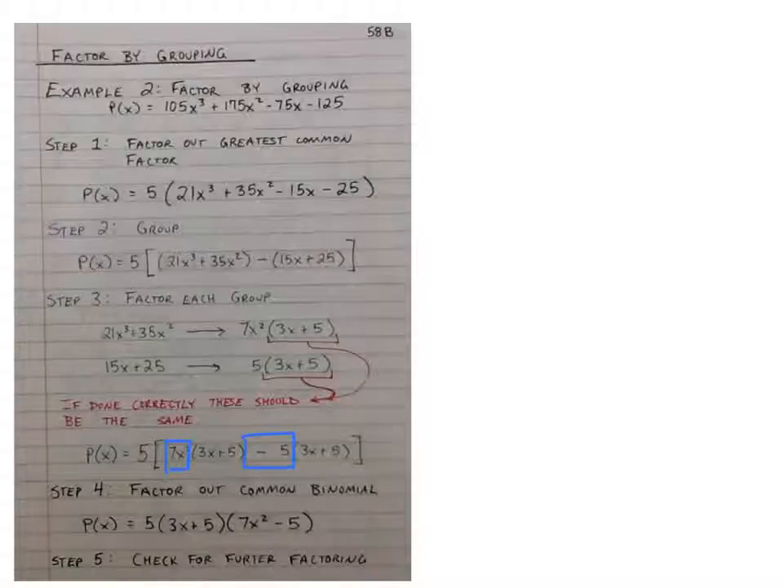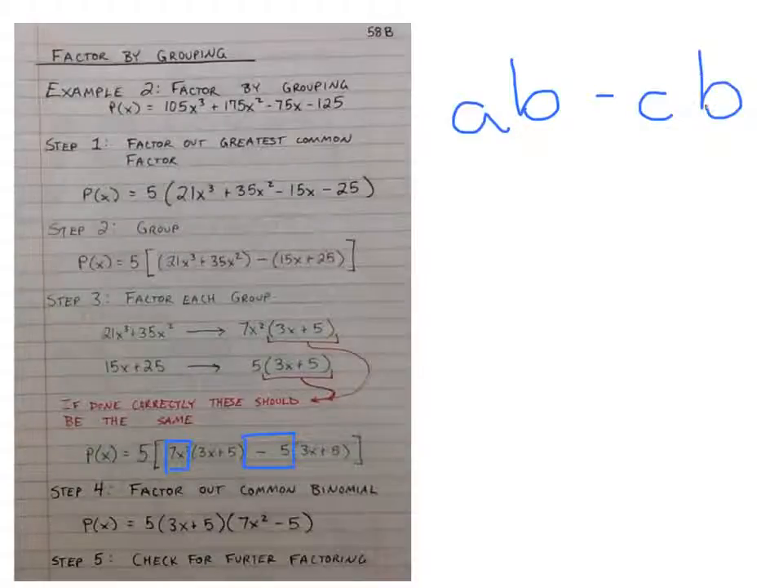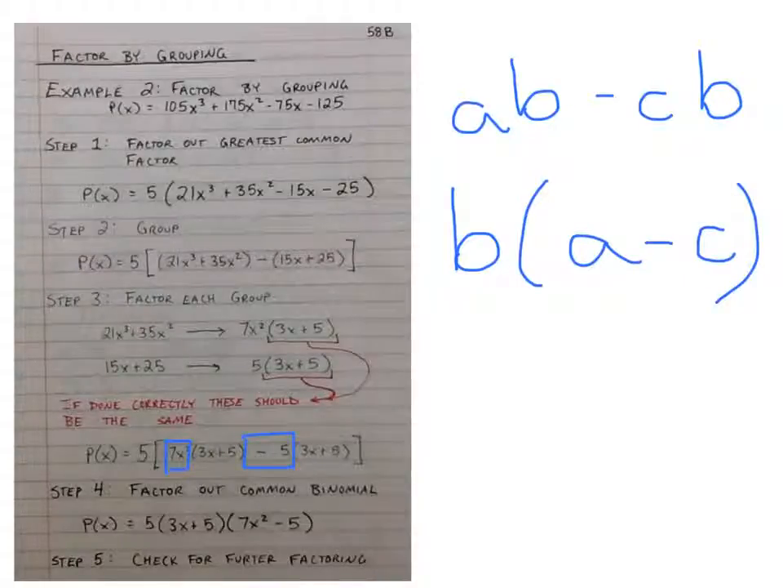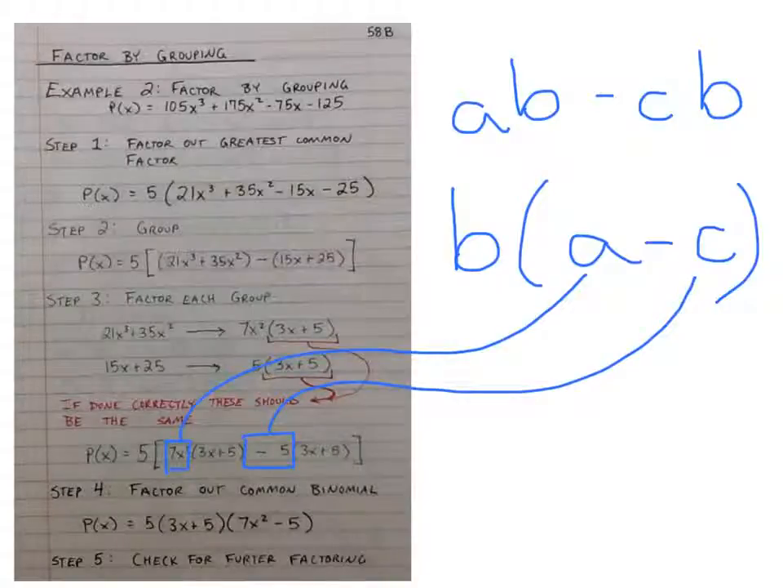This is like saying if you had AB minus CB, we factored a B out, and we are left with A minus C. So in this case, A, C, and B.